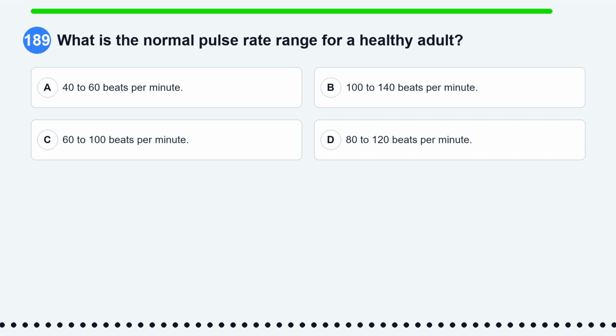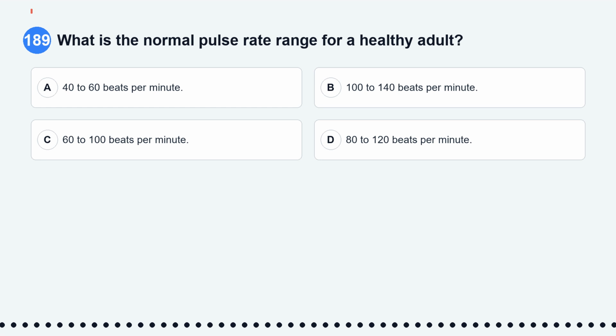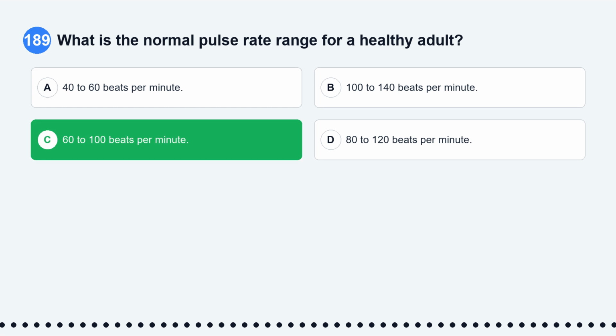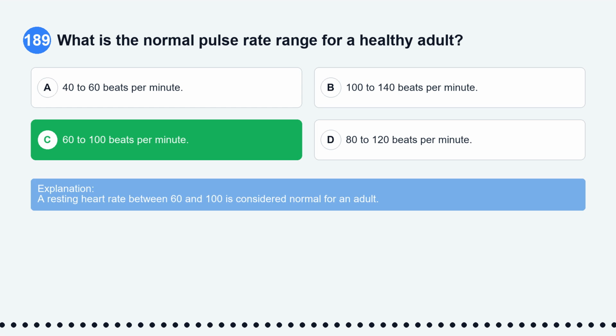Question 189. What is the normal pulse rate range for a healthy adult? Option A, 40 to 60 beats per minute. Option B, 100 to 140 beats per minute. Option C, 60 to 100 beats per minute. Option D, 80 to 120 beats per minute. The correct answer is option C, 60 to 100 beats per minute. A resting heart rate between 60 and 100 is considered normal for an adult.